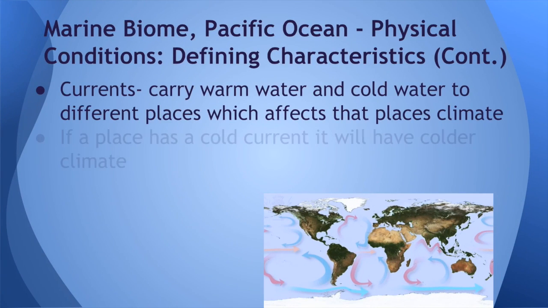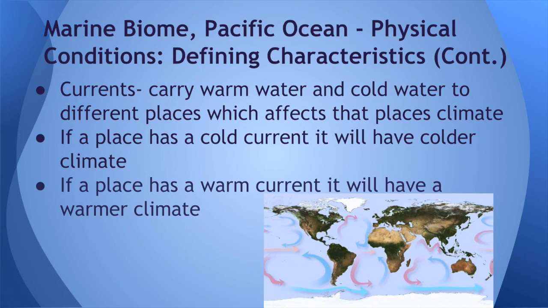Some more defining characteristics are the currents of the Pacific Ocean. The currents carry warm water and cold water to different places, which affects the landmass's climate. So if a place has a cold current next to the landmass, it will have a cooler climate because the cold water makes the air cooler, and vice versa with the warmer climates.